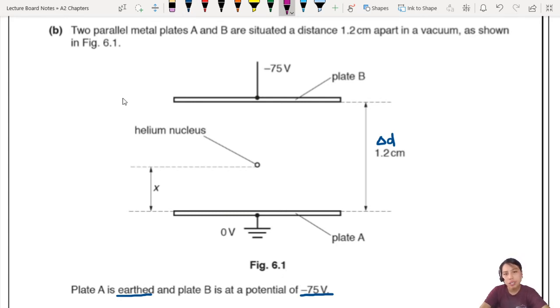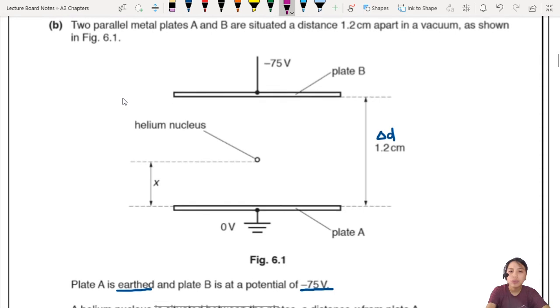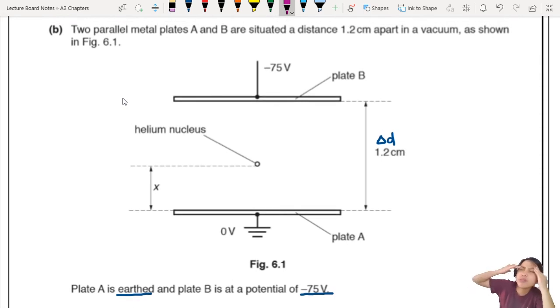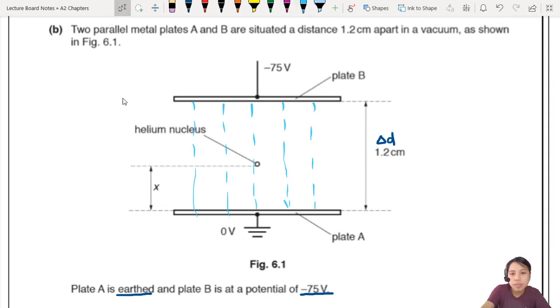Now which one is high potential, which is low potential? How would you draw the electric field? Try and rethink. Last time you learned all these parallel plates. First step, is it a straight line? Yes, it's a straight line. So we draw straight lines first, roughly equal distance apart.